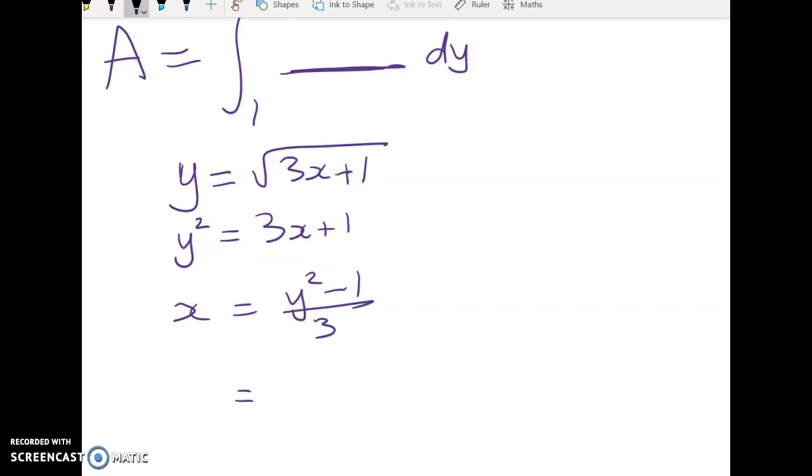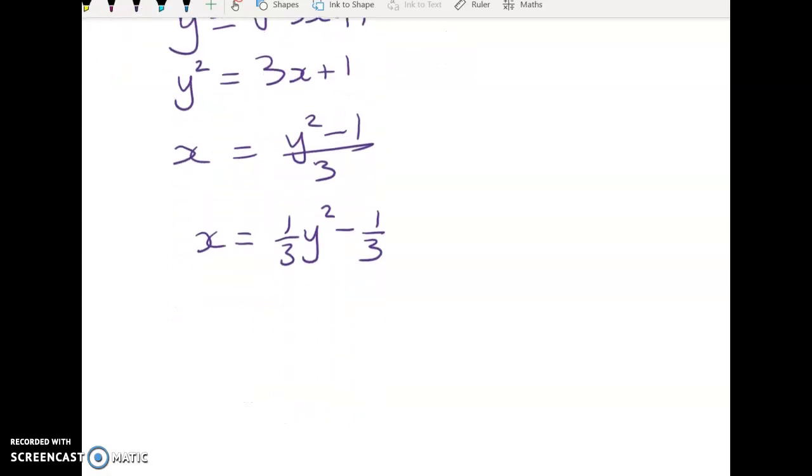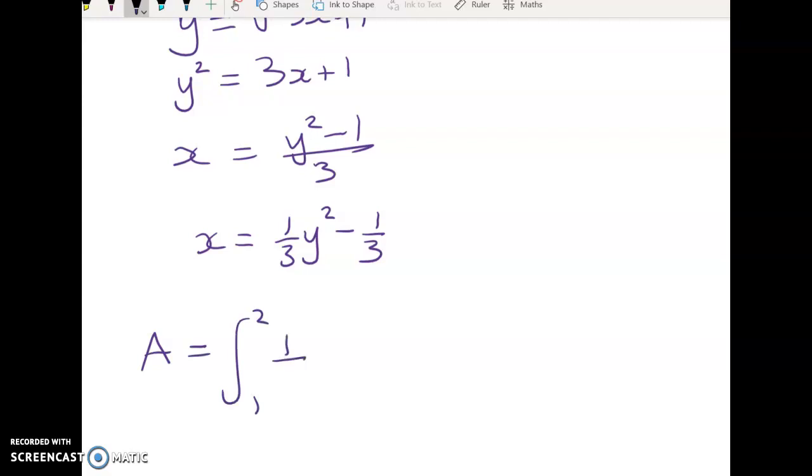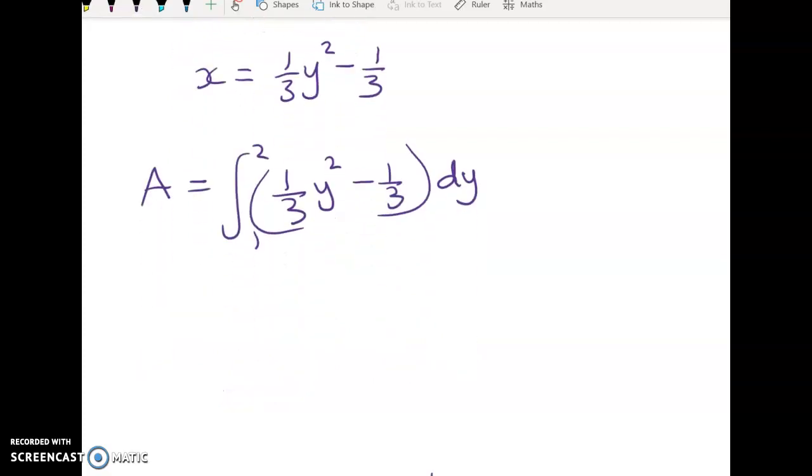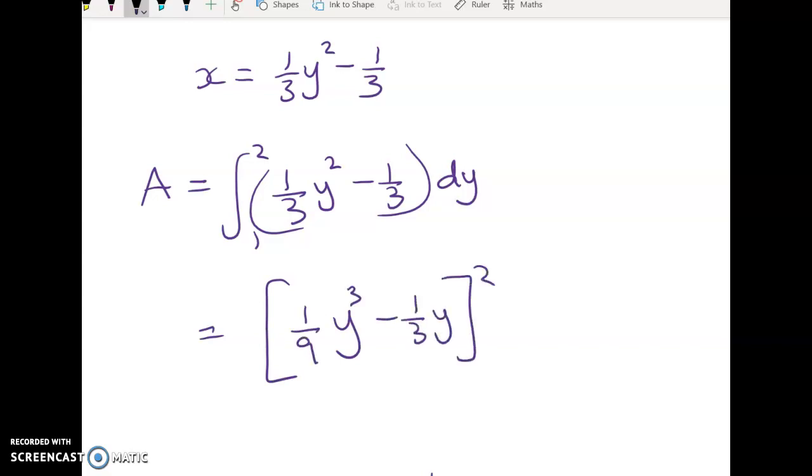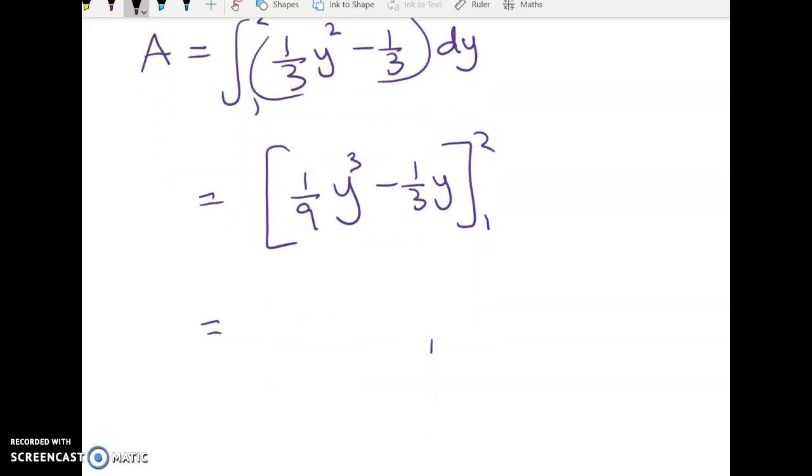all divided by 3. We know that we'll be integrating, so we're going to clean that up and write it like that. That gives us the area is equal to the integral between 2 and 1 of 1/3 y squared minus 1/3, integrated with respect to y. So we have 1/9 y cubed minus 1/3 y. And now we evaluate the limits.